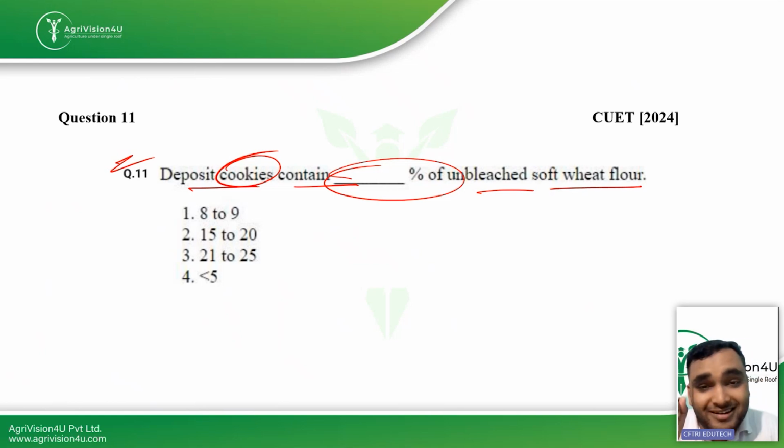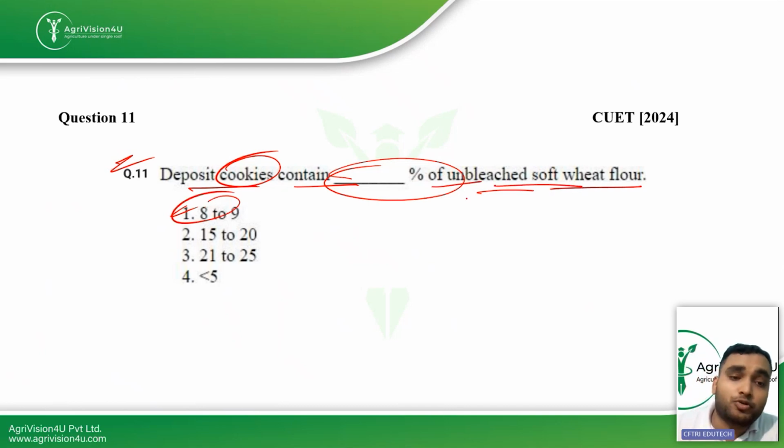And also there is a difference between the type of wheat flour that is used in the manufacture of cookies, breads and cakes, because in breads you want hard wheat flour, in cookies and cakes you want a soft wheat flour. So 8 to 9% is the percentage of unbleached flour that is used in your deposit cookies.